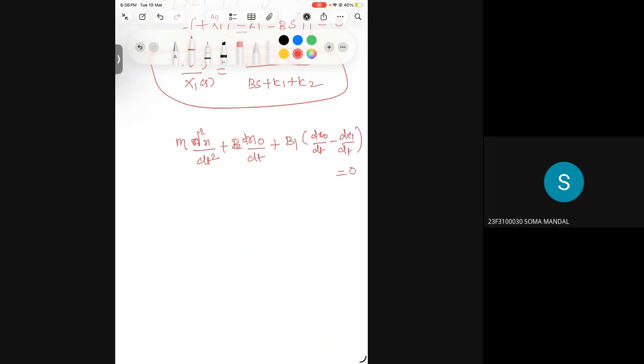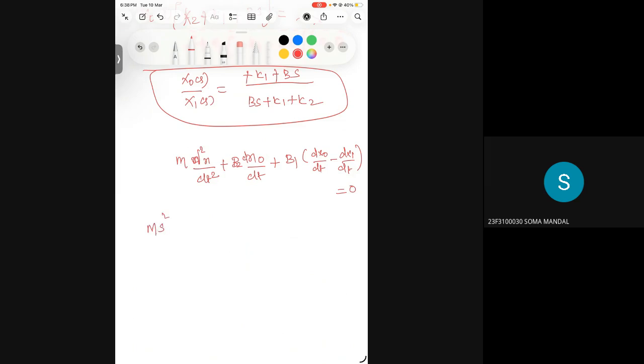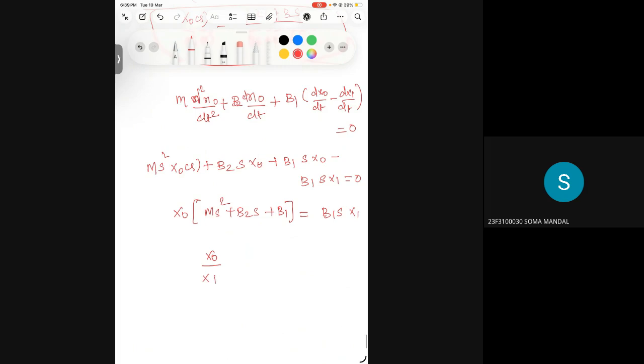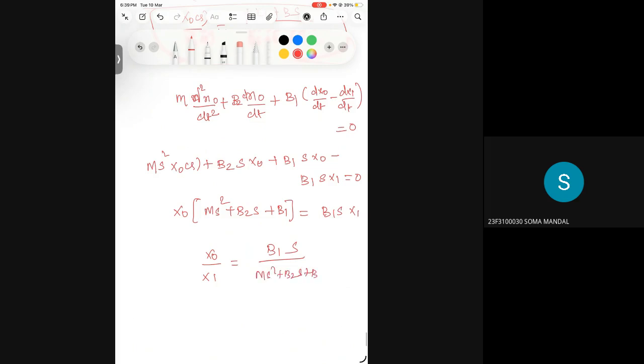There is no force again, so it is 0. So this is again m s square x naught because it is associated with x naught, plus b2 s x naught plus b1 s x naught minus b1 s x1 equal to 0. Now separating x naught and x1, m s square plus b2 s plus b1 will be equal to b1 s into x1. Now again writing x naught by x1, b1 s divided by m s square plus b2 s plus b1. So this is the transfer function. Any doubt in this?